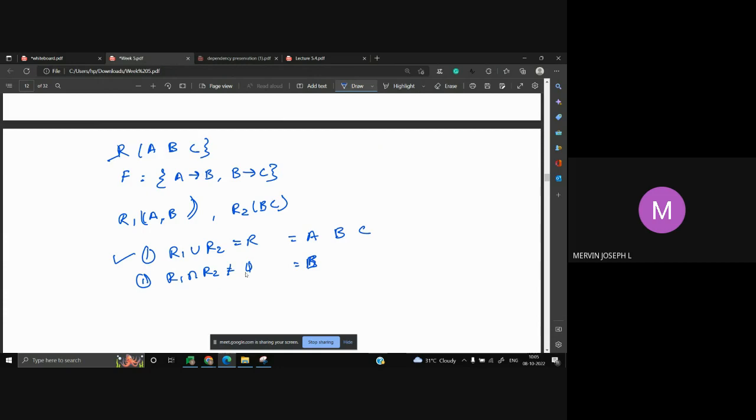Then the third condition: this intersection, B, should be a key in R1 or R2. How do we check? We'll see, don't worry. So the next condition is R1 intersection R2 is a key in R1, or R1 intersection R2 is a key in R2. So first we have to check whether B is a key in R1 or not. So what you have to do? Find the B closure.